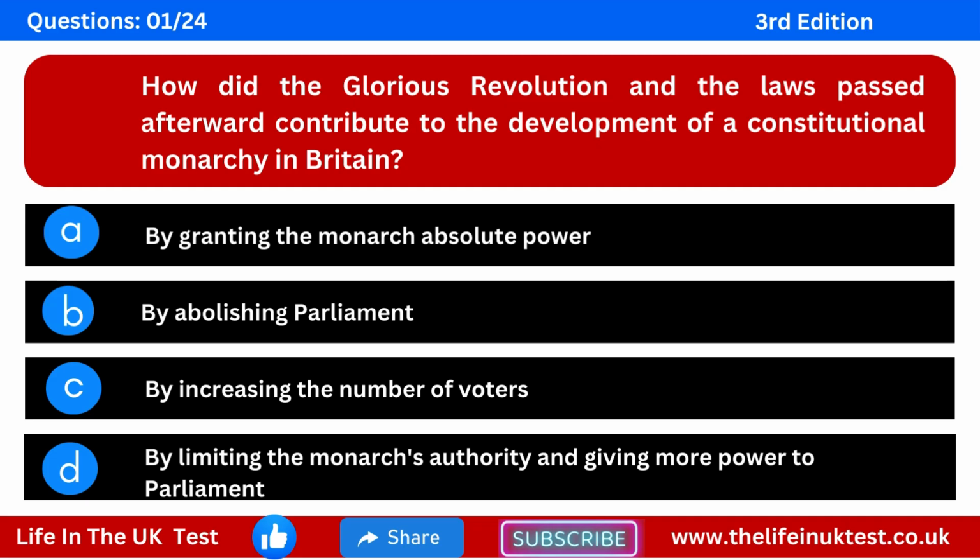Let's get started. Question 1. How did the Glorious Revolution and the laws passed afterward contribute to the development of a constitutional monarchy in Britain? Option A, by granting the monarch absolute power. Option B, by abolishing Parliament. Option C, by increasing the number of voters. Option D, by limiting the monarch's authority and giving more power to Parliament.